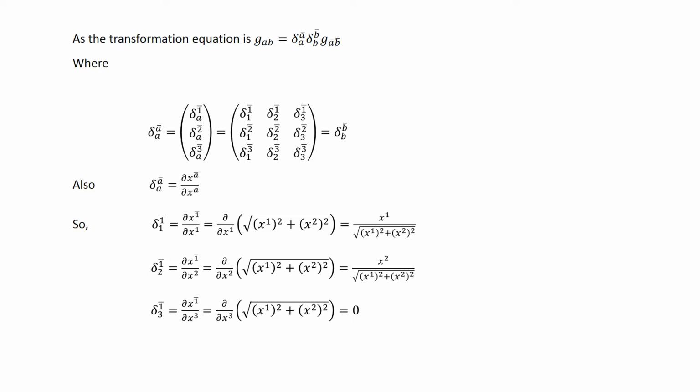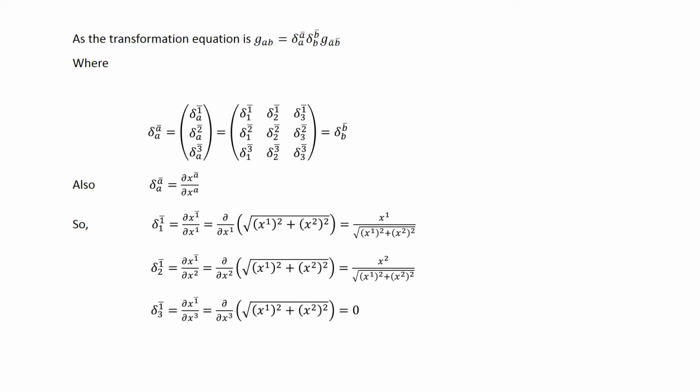it is equal to delta 1 bar 1, delta 1 bar 2, delta 1 bar 3, delta 2 bar 1, delta 2 bar 2, delta 2 bar 3, and in the third row, delta 3 bar 1, delta 3 bar 2, delta 3 bar 3. This whole matrix is also equal to delta B bar B. Meaning A, B, C, the index is just for the notation of the variation. I mean A, B, C do not have any special role.